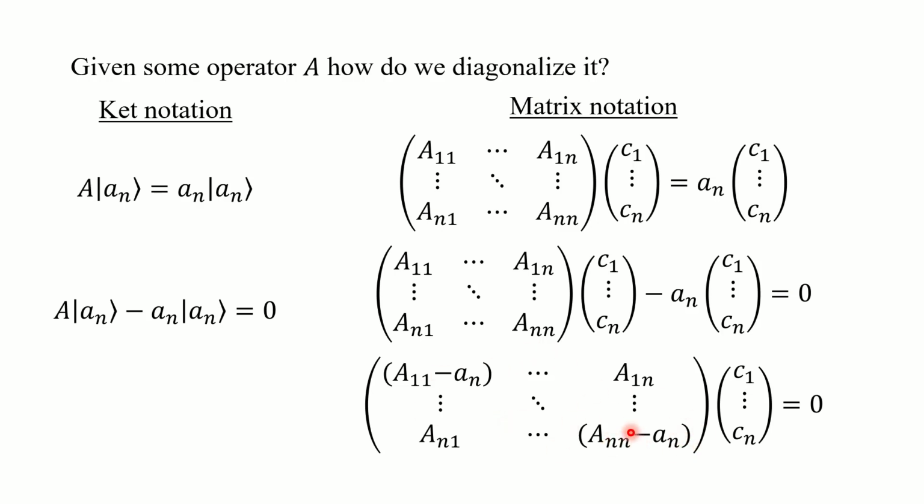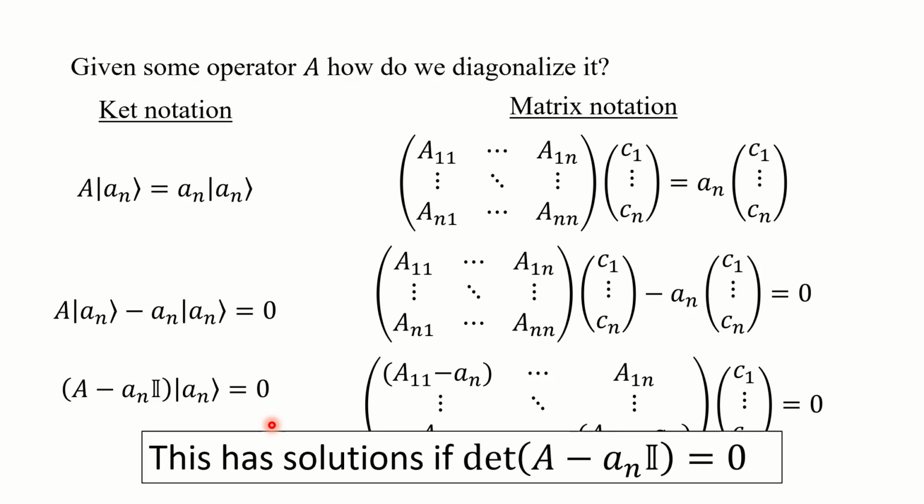This is essentially what we call the secular equation. Written in ket notation, it's the matrix minus the eigenvalue, whatever that may be, times the identity matrix, all operating on that eigenvector equals 0. So hopefully this is somewhat familiar from your math phys or linear algebra courses. The gist is this has solutions if the determinant of this matrix is 0. So that's essentially what we do with these things.